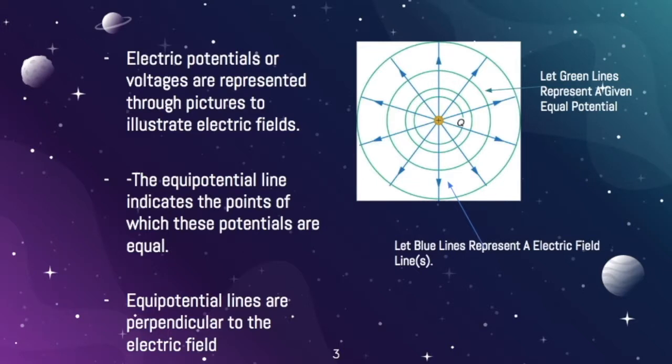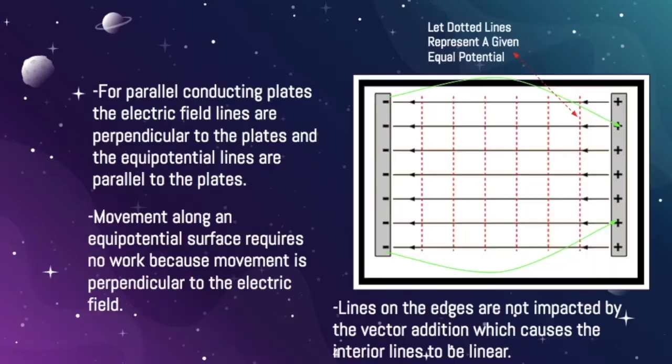Equipotential lines are always perpendicular to the electric field. Let the blue lines represent an electric field moving away from a positive point. Then the green line would represent a given equal potential. For parallel conducting plates, the electric field lines are perpendicular to the plates, and the equipotential lines are parallel to these plates.